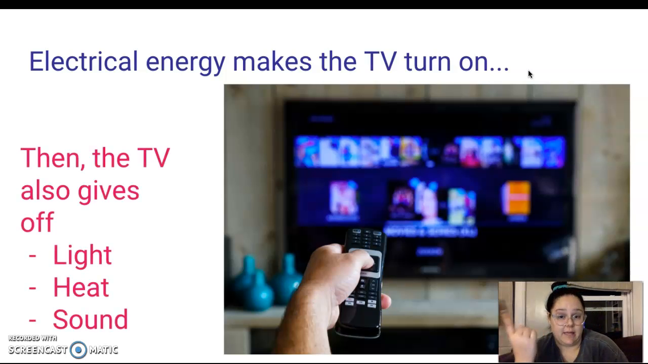So first of all, light, the screen lights up. Heat, if you leave the TV on for a while and you put your hand by it, you're going to feel that heat coming off of it. And the last one is sound. All of our TVs have speakers, so that sound energy is also produced. So we started with electrical because that's what actually powers that TV. It's not going to give off light, heat, or sound unless the electrical energy happens first. So you plug the TV in using electrical energy, and then these three different types of energy are produced because of that.